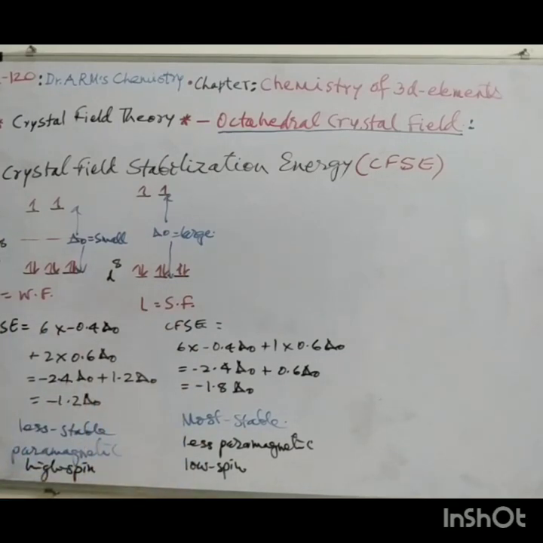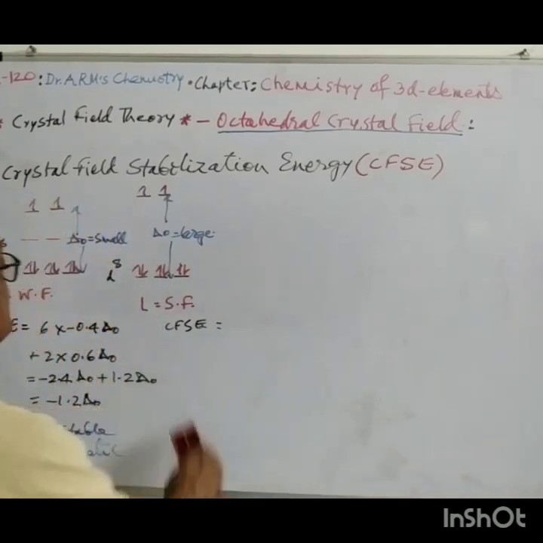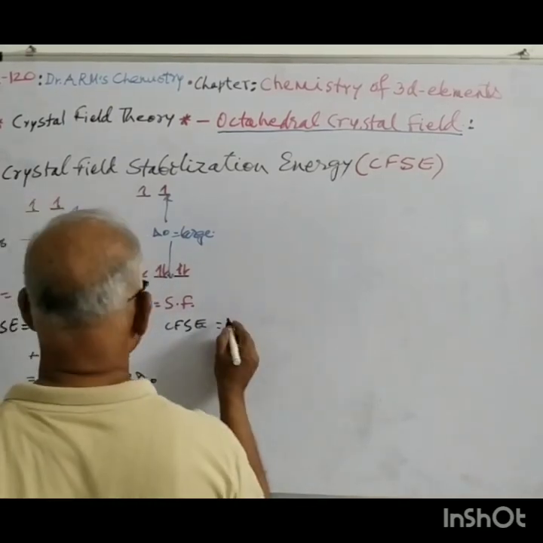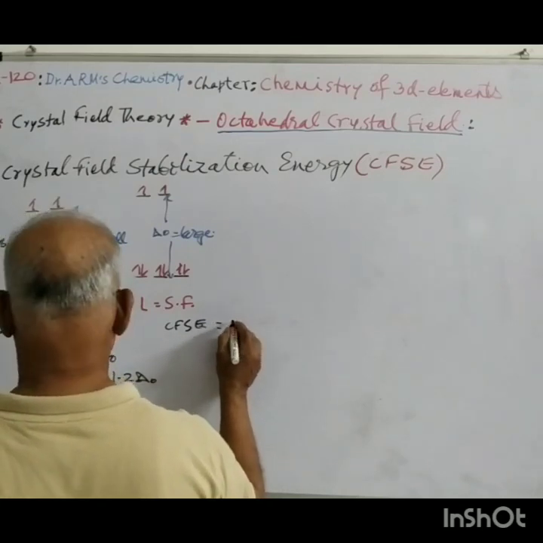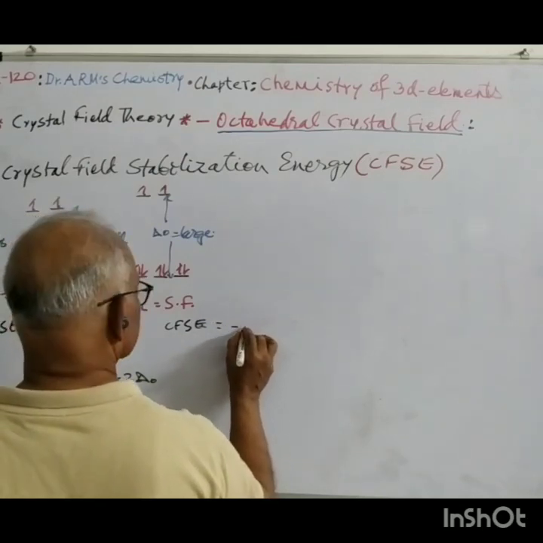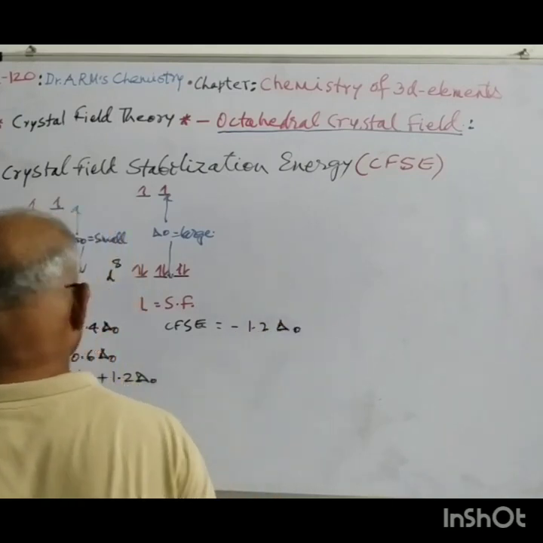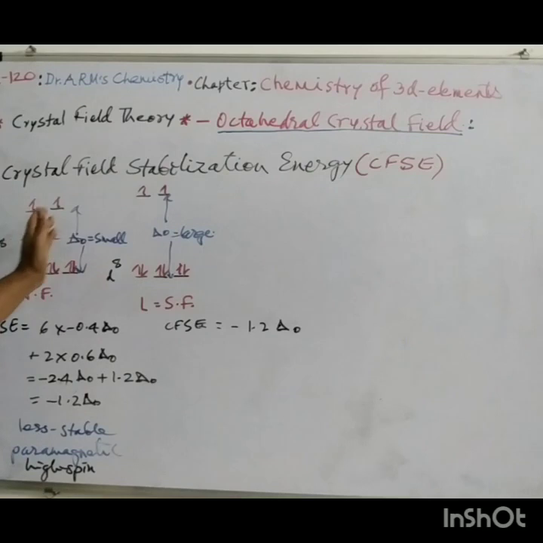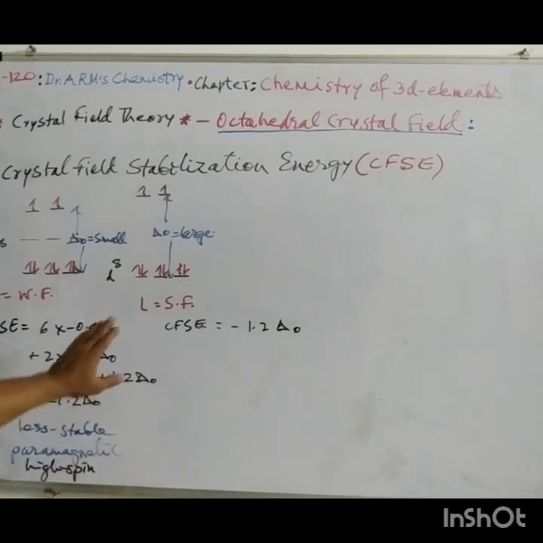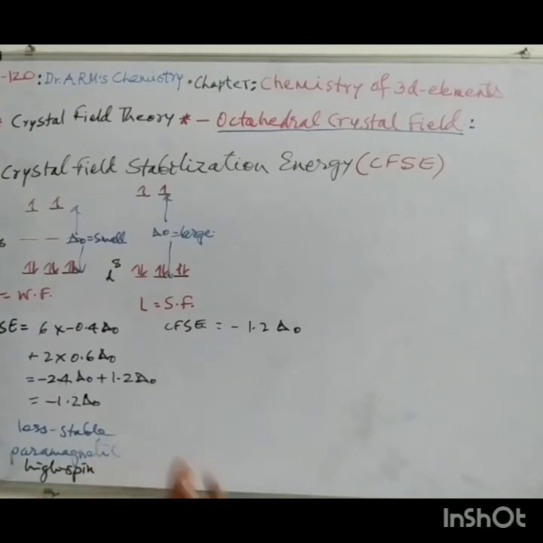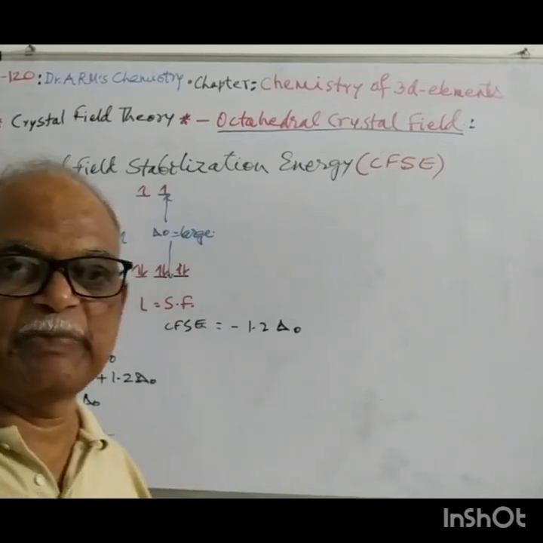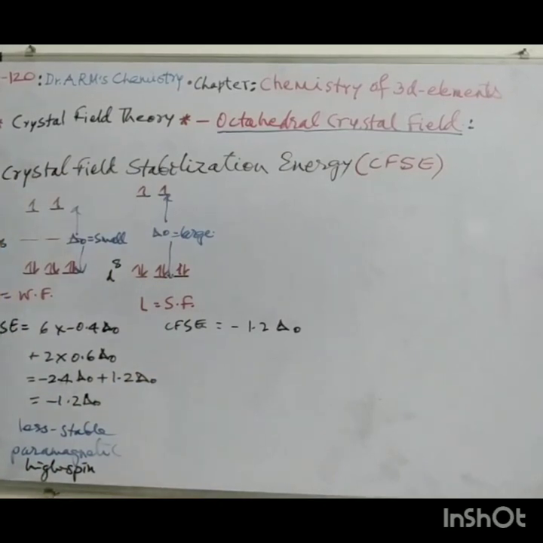There is no need to calculate. We can directly show that the value is minus 1.2 delta O. The spin state is the same. There are 2 electrons unpaired. So both types, even though the ligands are strong or weak, the configuration is the same, CFSE is the same, everything is the same, magnetic character, spin state, etc. There is no difference.